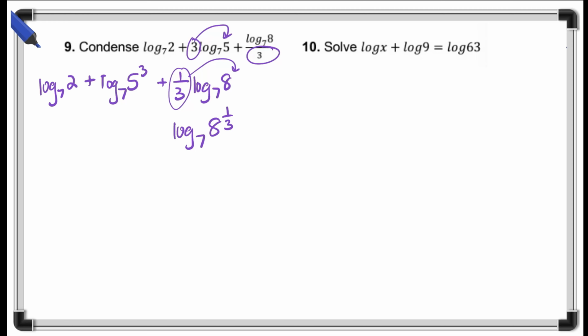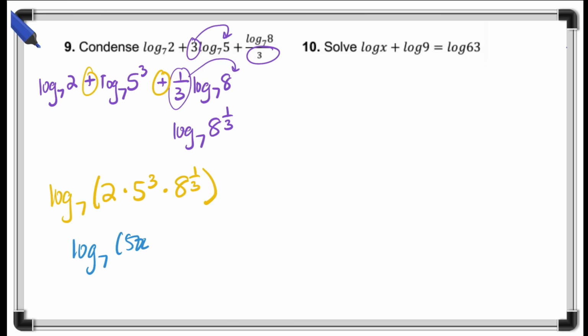All right, so now because we are adding all the logs together, what we're going to do is multiply all the arguments. So you have log base 7 of 2 times 5 to the 3rd times 8 to the 1/3. So as we simplify that, you have log base 7 of 500.